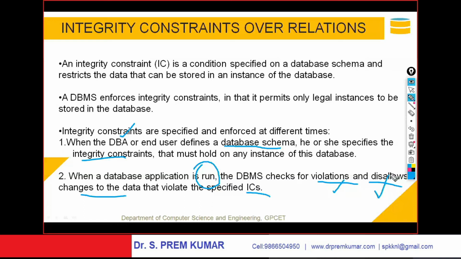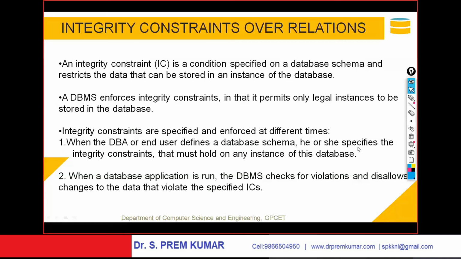For example, employee salary can be from 20,000 to 60,000, let me say. I specified a constraint that 20,000 is the minimum and 60,000 is the maximum. If an employee salary is entered as 8,000, it should bounce; it should not accept. So the DBA will disallow the violating data by enforcing the integrity constraints.